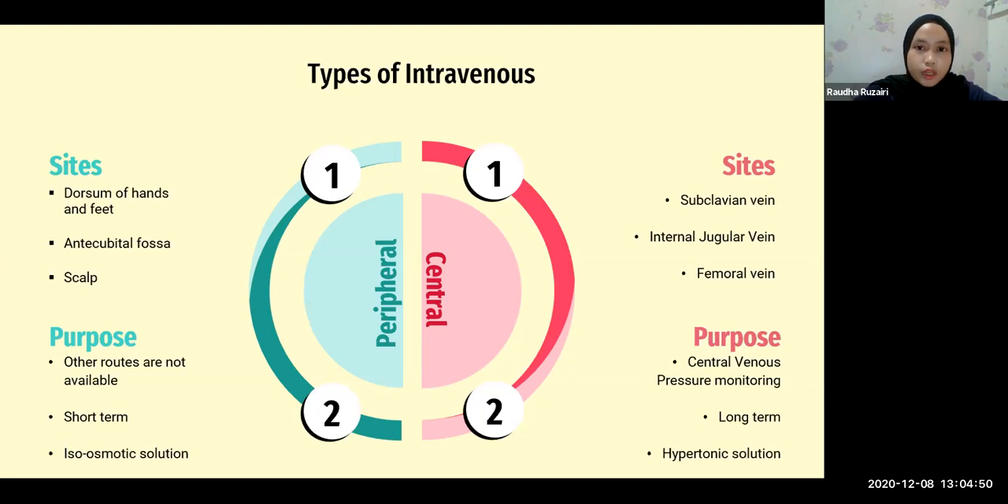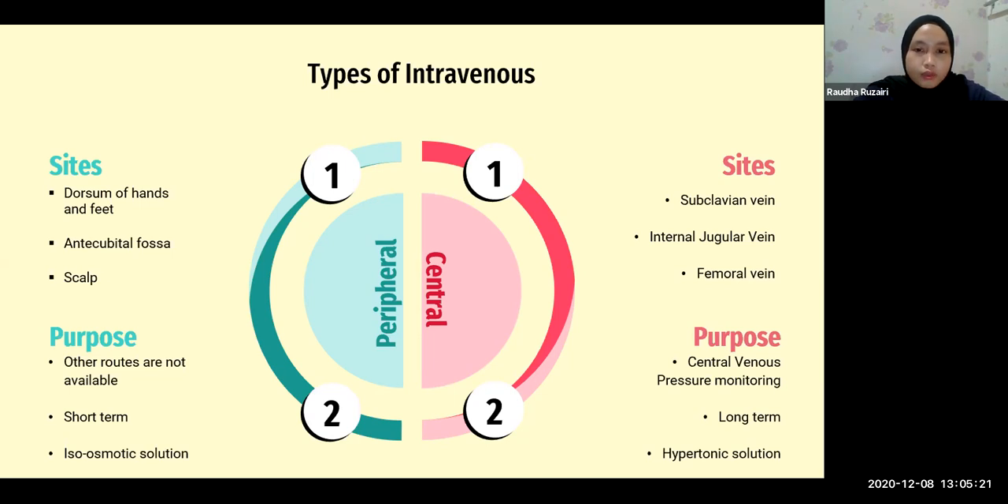The purpose of peripheral intravenous is when other routes are not available. The other routes, as I mentioned before, are oral, inhalation, or transmucosal. It is also for short-term medications, such as under 6 days, and for isoosmotic solutions. For central intravenous, the purposes are central venous pressure monitoring, long-term use, such as more than 1 year, like dialysis, and also to administer hypertonic solution.